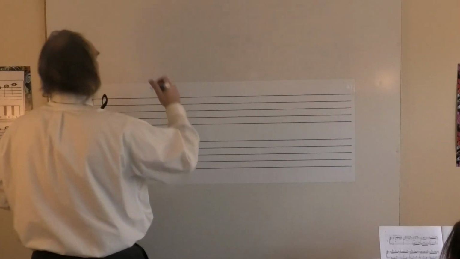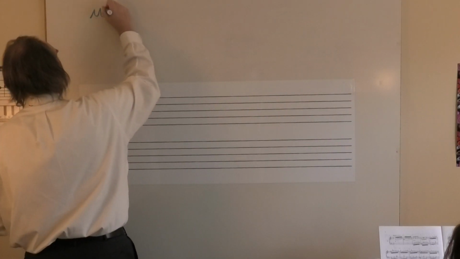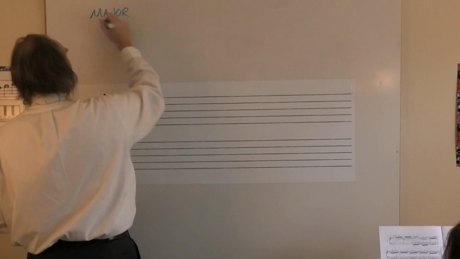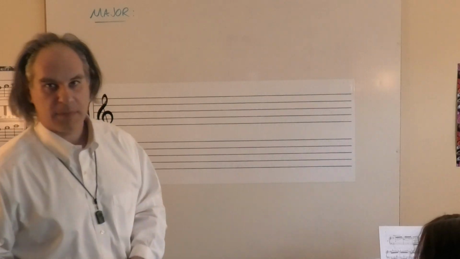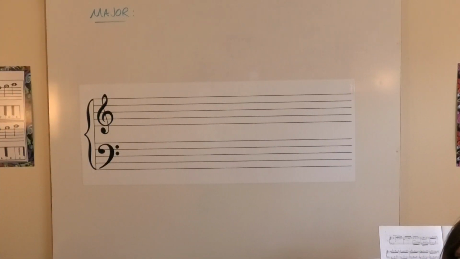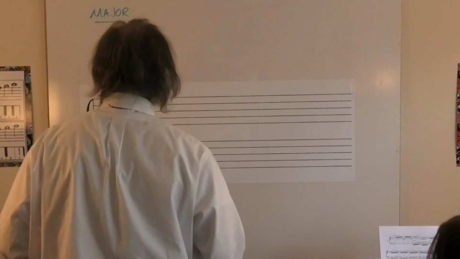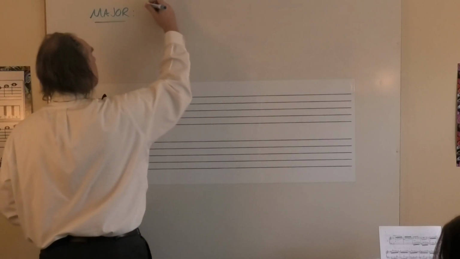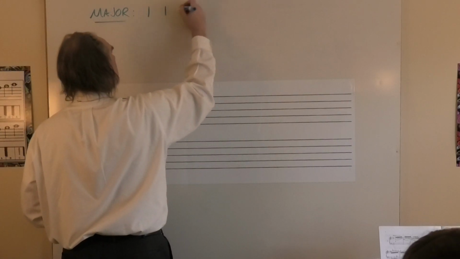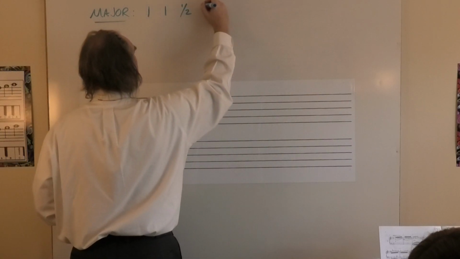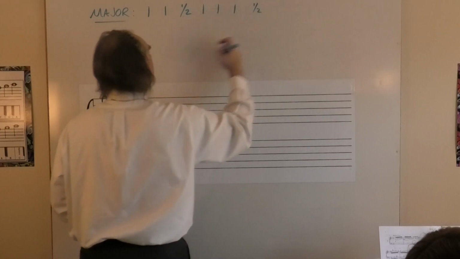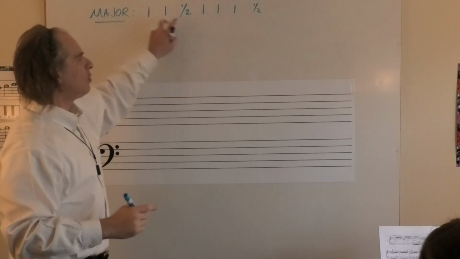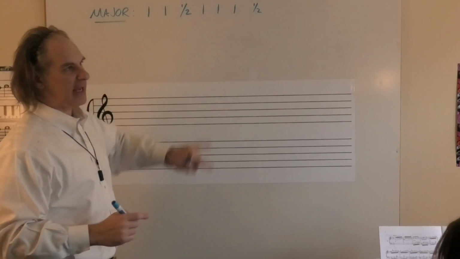First, let's look at major. So how do we define a major scale? It's a whole step, half step, whole step, whole step, whole step, half step. Okay, so go ahead and write this down. Whole step, half step, whole step, half step. And you can think of these 2 whole steps and 3 whole steps as the black keys on the piano.